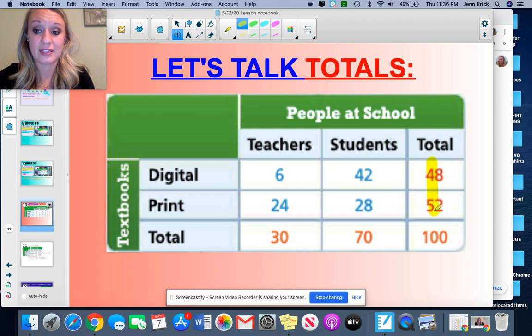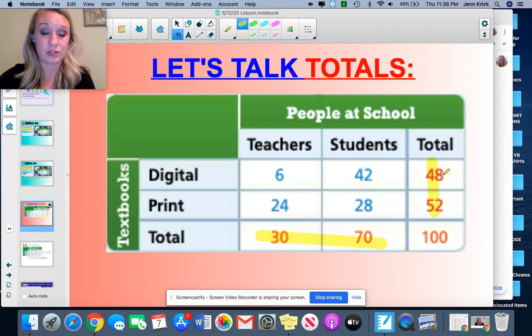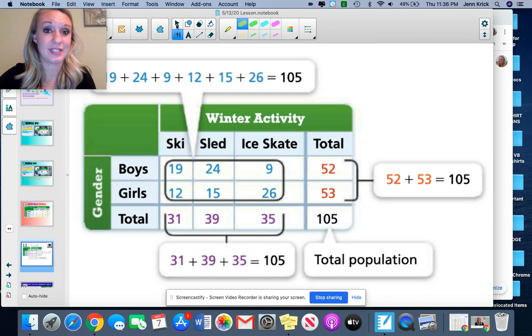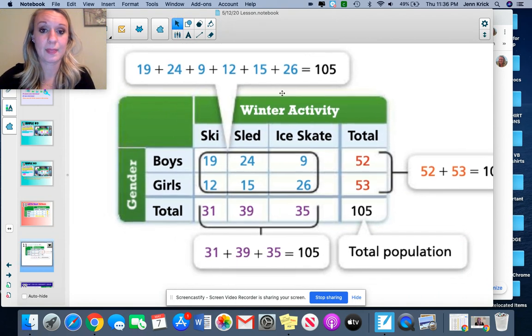When you add these together, 48 plus 52, your sum is 100. When you add 30 plus 70, your total is 100. No matter what, when you add these going down, it should give you your grand total. When you add these going across, it should give you your grand total. Okay? Also, look, this is a diagram that shows you the same thing. You can ignore this middle part here.